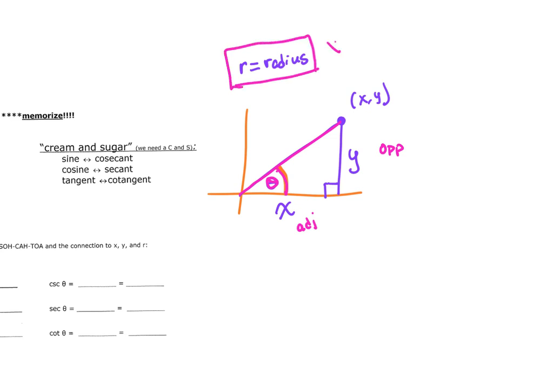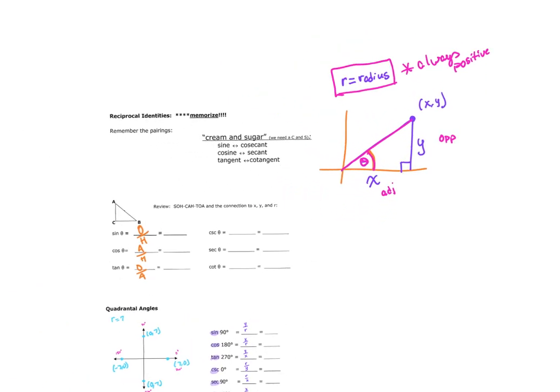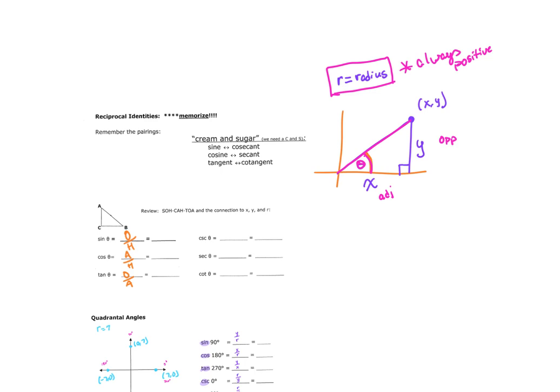Now the radius will always be positive, but our x values and y values, if you think about it, could be positive or negative depending on what quadrant we're in. So keep that in mind as well. So this is what you're going to have to start to get memorized now.